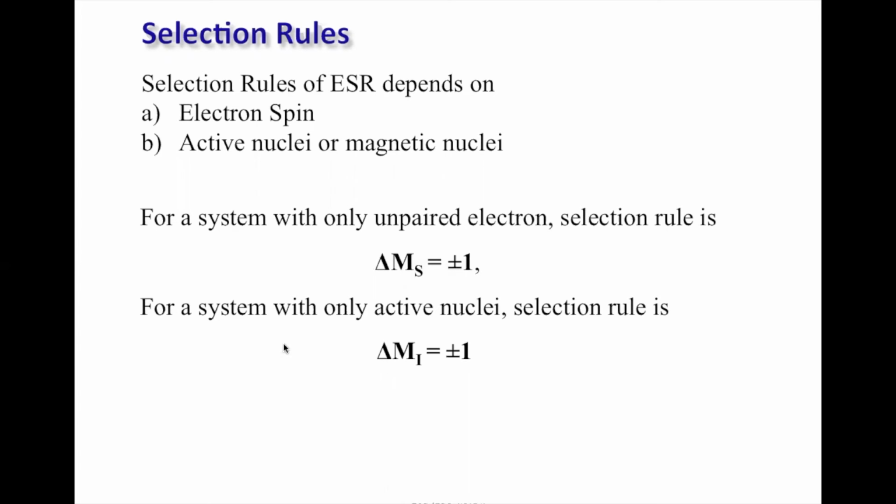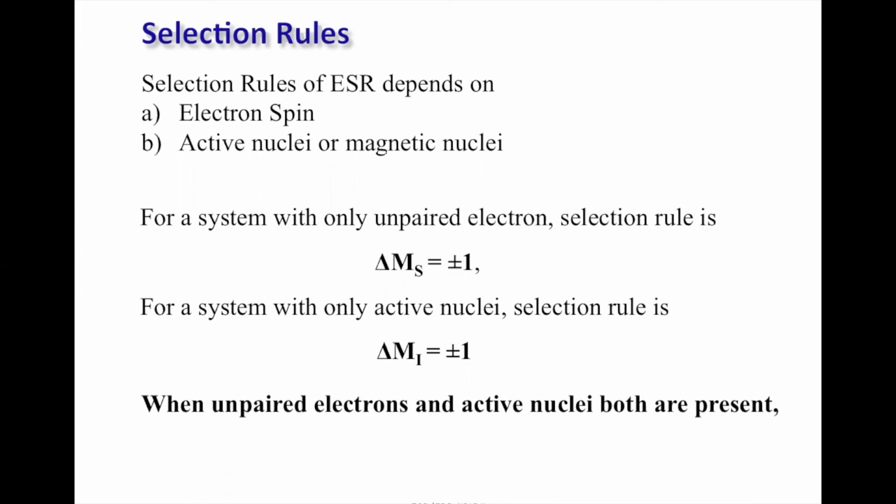And for systems with only active nuclei, the selection rule will be delta mI equal to plus or minus 1. But when both the unpaired electron and active nuclei are present together in a system, the selection will have to follow two conditions. First, the delta mS value should be equal to plus or minus 1 and the delta mI should be equal to 0.